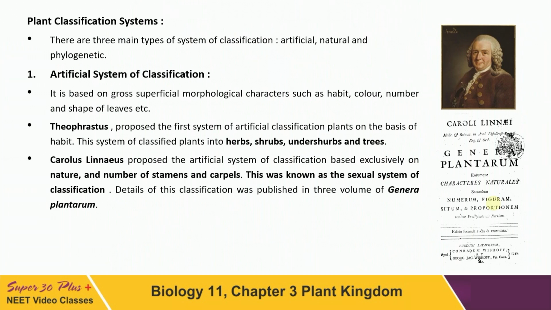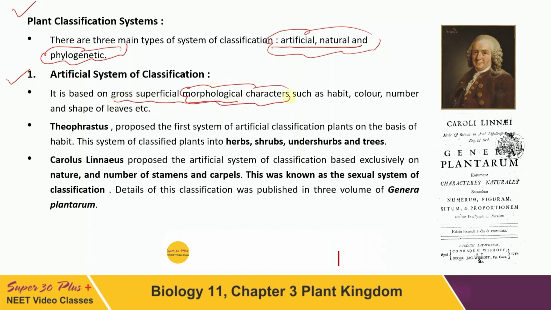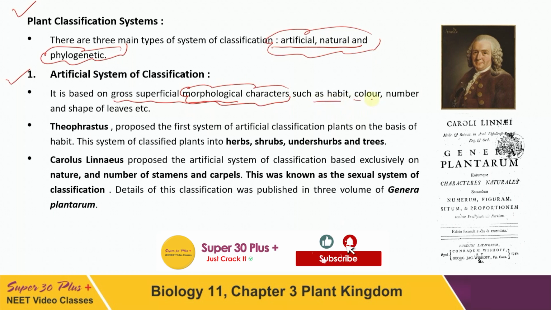Before we proceed to the different algae and so on, we have to see the plant classification system. You see, there are three types of systems for classification: artificial, natural, and phylogenetic. The first is the artificial system of classification, given in the beginning, based on gross superficial morphological characters such as habit, colors, number and shape of the leaves, etc.